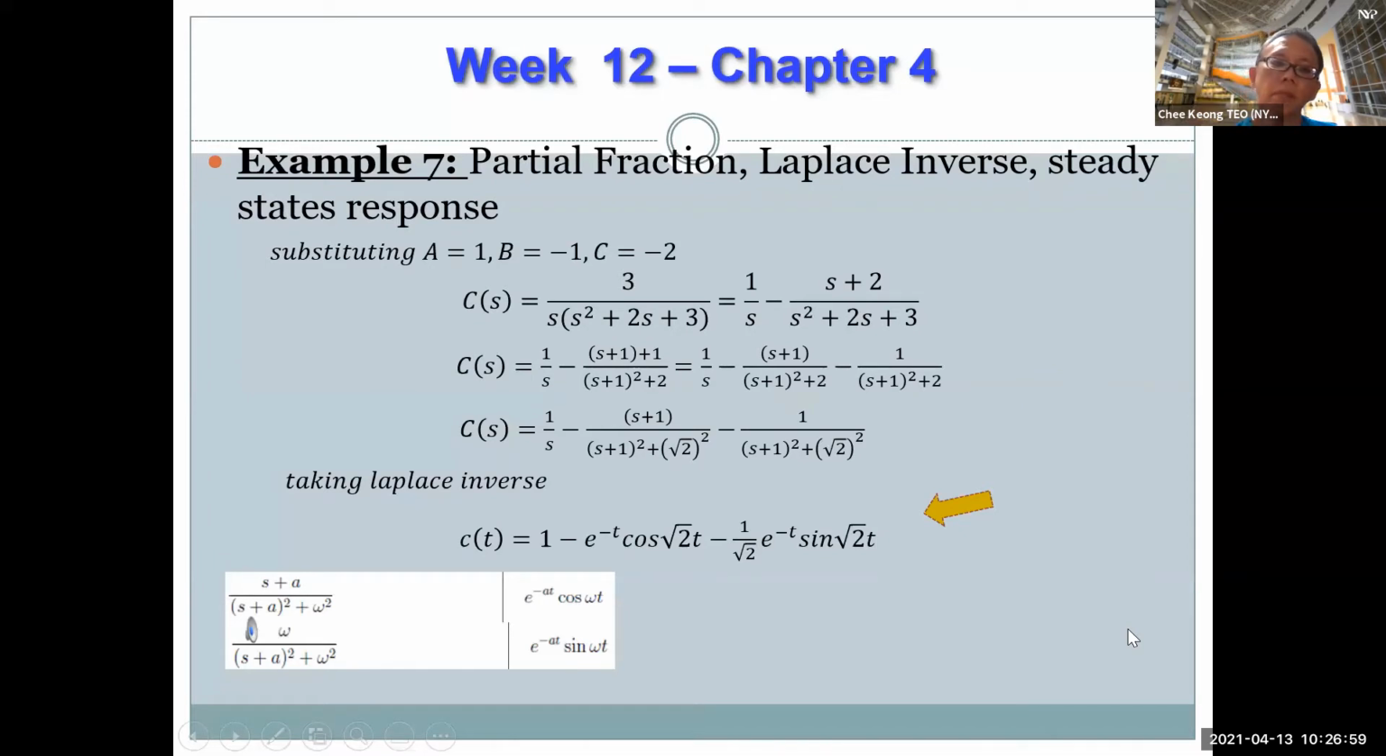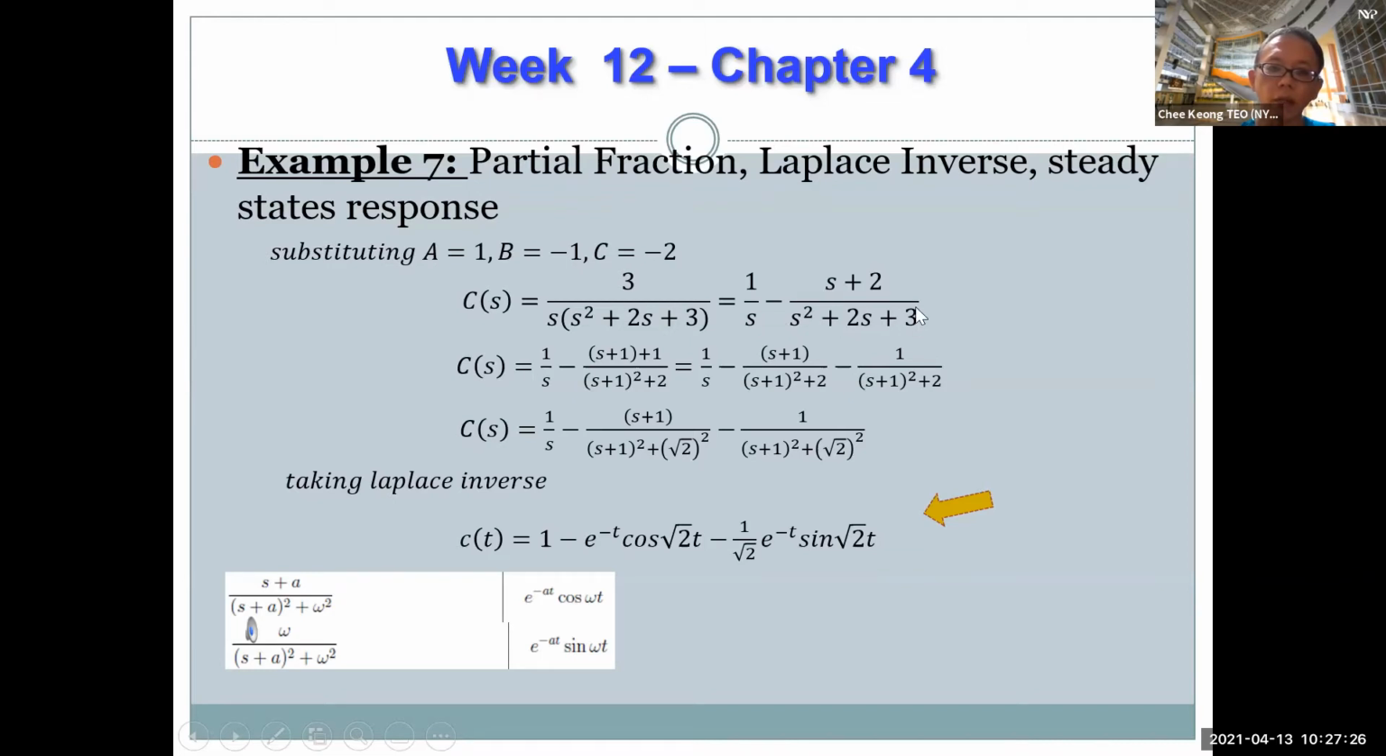Finally, by taking the Laplace inverse using the Laplace table in the formula sheet, we get the time domain equivalent. Now, of course, once you split the term as 1 over s, you substitute A equals 1, then B is also equal to minus 1, and C is minus 2. So therefore, I take out the minus and put a minus here. So it's s plus 2. You can see that the whole expression is changed into this form.